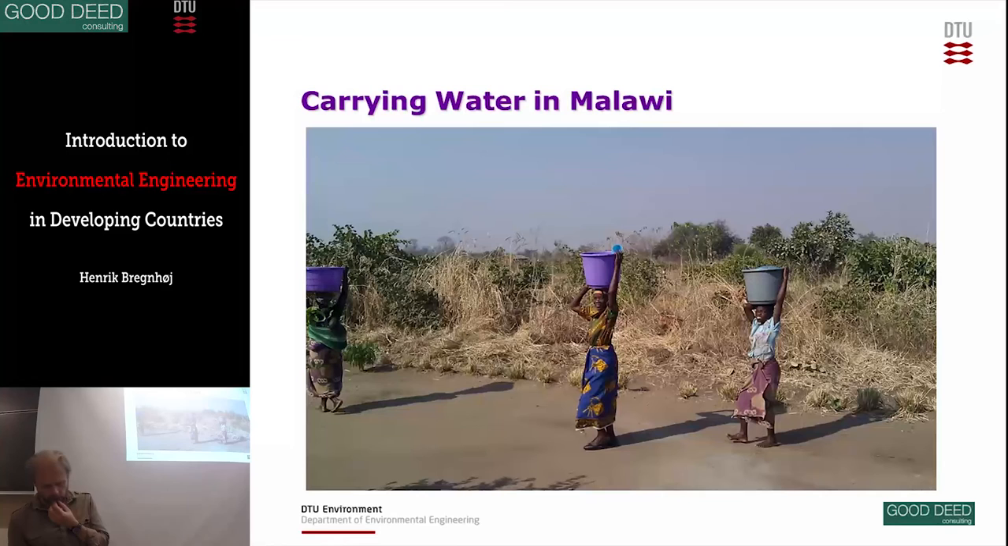Here you see women carrying the water in Malawi. It's also to say that it's not just the quality of the water, it's also the amount of water. If you want to wash your hands, you need water. And when you have to carry water home and it takes half an hour, you don't carry so much. It's just too much work. So you carry only what is necessary. And therefore it's very difficult to keep up good hygiene when you're in an area where you have to carry the water home.